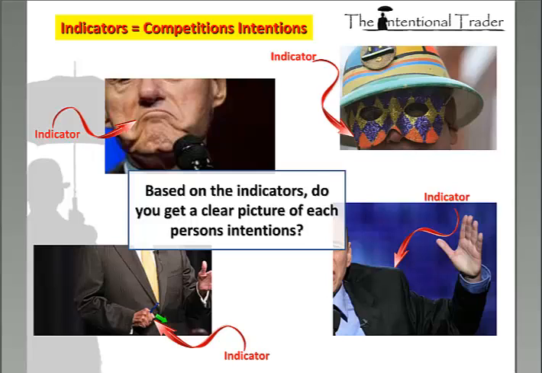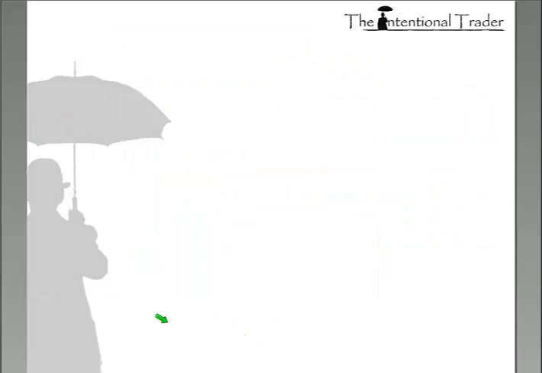So based on the indicators, do each of these things give you a clear picture of what this person's intentions are? Maybe a grimace, or somebody wearing a mask, or somebody with a fist, or somebody with their shoulder up. Is this a good indicator of what this person's intentions are? Not necessarily, because you've only got this one thing, so it's really hard to determine what any one of these people is likely to do next just from this one thing.